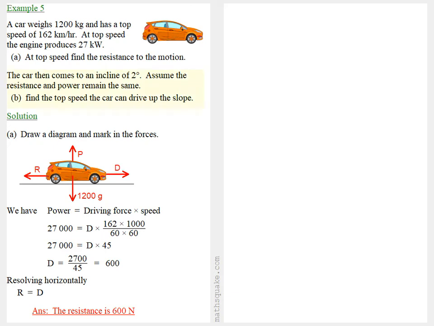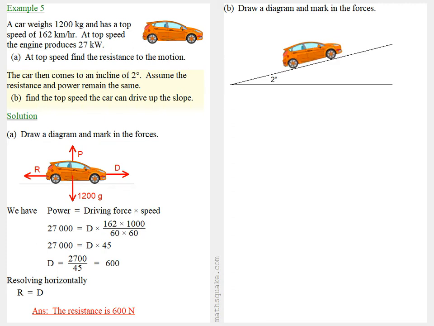We're then told the car comes to an incline of 2 degrees. Assume the resistance and power remain the same. In part B, we're asked to find the top speed that the car can drive up the slope. Now to do this, we need to draw a diagram and mark in the forces. We've got the weight of the car, which is 1,200 G. We've got a normal reaction, which we can label as Q. We've got the resistance, which we worked out to be 600 newtons. And if we let E be the driving force, we can also draw that in.